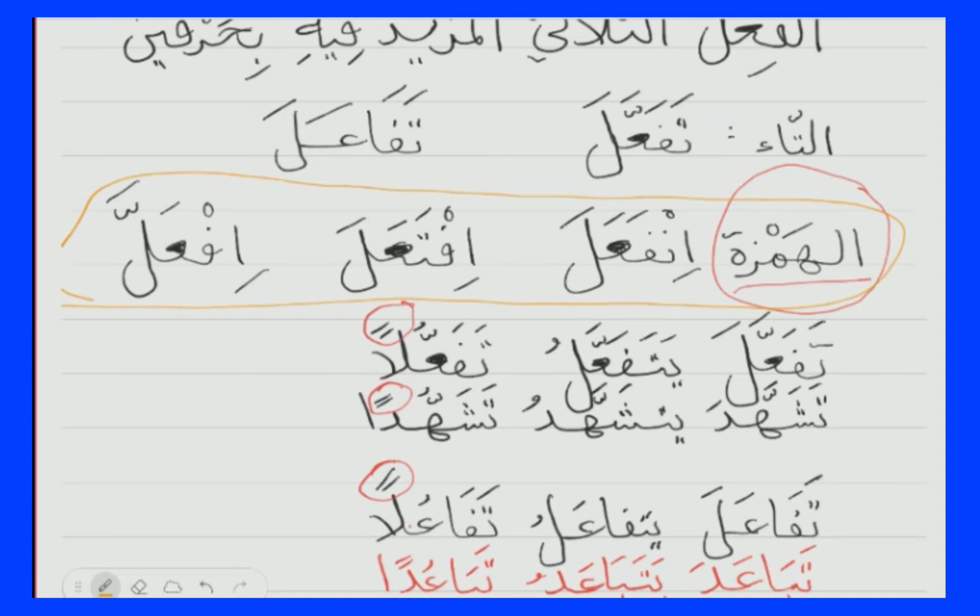As for thulathi mazidun fihi biharfain, thulathi with 2 additional letters, you can find Hamzat al-Wasl there. In the madi and in the masdar and in the amr, the command. So the madi in infa'ala and ifta'ala and if'alla. Let's take a look at those. In infa'ala, the mudari' is yanfa'ilu, and the masdar is infi'ala.